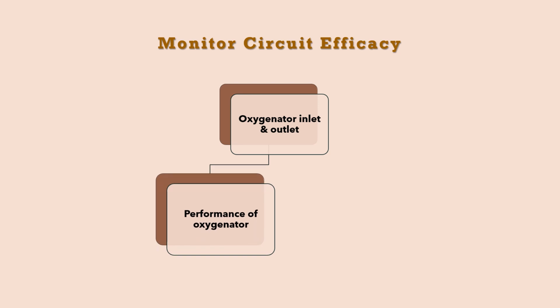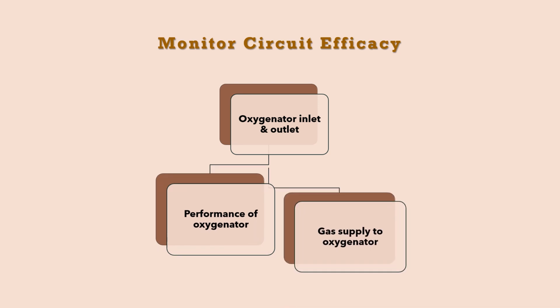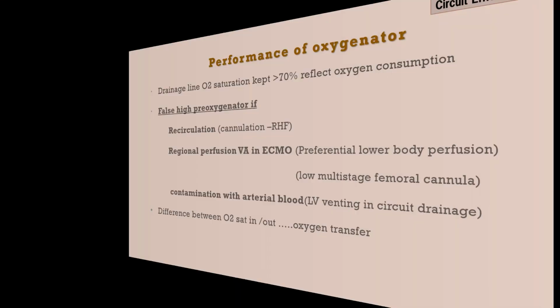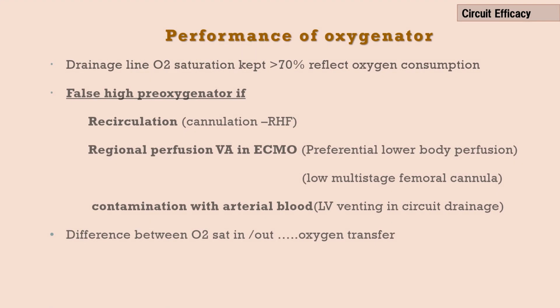The second part of ECMO circuit monitoring is the circuit efficacy, through the performance of the oxygenator and the gas supply to the oxygenator. The first part of circuit efficacy is the performance of the oxygenator. The drainage line oxygen saturation should be kept more than 70%, reflecting oxygen consumption. A falsely high pre-oxygenator saturation will be due to recirculation.